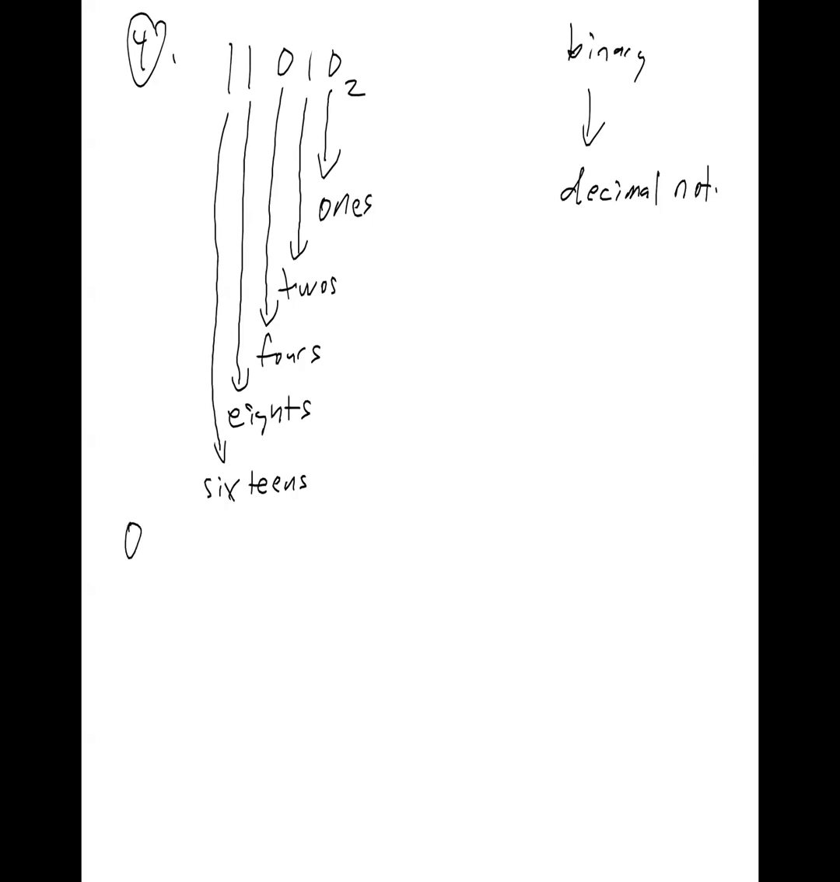So this represents 0 ones plus, how many 2s do we have? 1, 2. How many 4s do we have? 0. How many 8s do we have? And how many 16s do we have? Right. So of course, now it makes sense because we have basically 2 plus 1 8 plus 1 16.